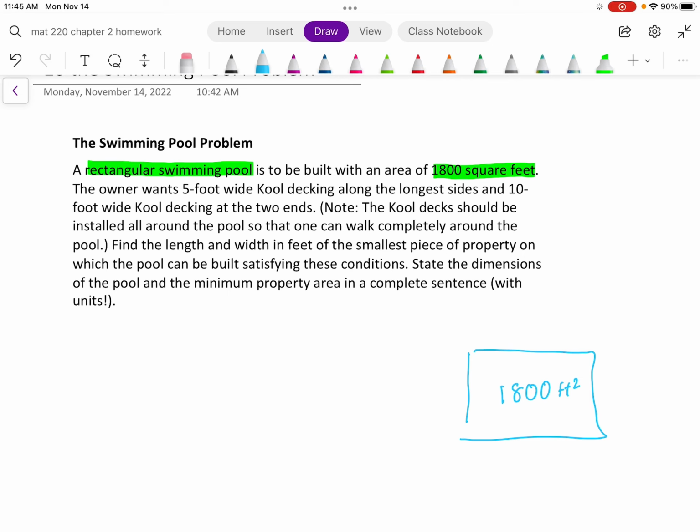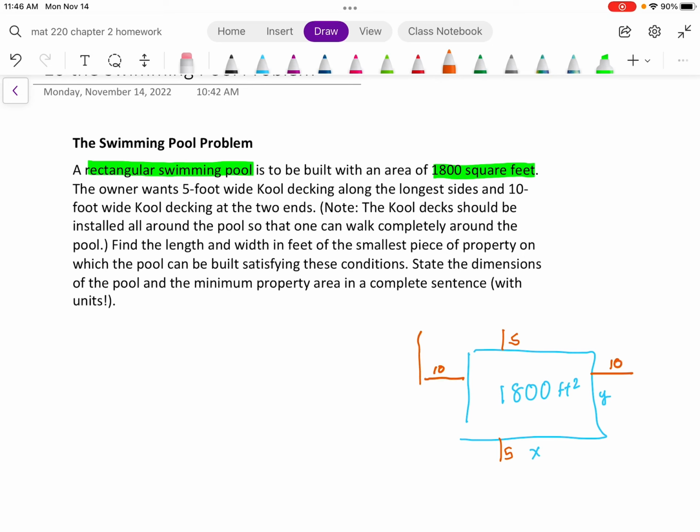We're going to have this long side be known as X and the short side be known as Y. We don't know the dimensions of that yet. But then they want to put a deck around the outside. So let's do orange for the deck. And on the long side, it's going to go out 5 feet. So 5 feet, 5 feet. And on the short sides, it's going to go out 10 feet.